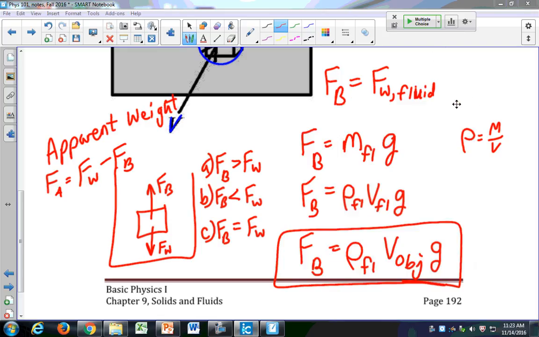If you're just floating, then that means that your buoyant force has to equal your weight. Otherwise, you'd be zooming up to the top, or you'd be zooming down to the bottom. So if your net force is zero, that is, you're just floating, that means that your buoyant force and your weight have to be equal to one another. And in that case, your apparent weight, if you're just floating there, would be equal to what? Zero, right, if your weight and your buoyant force are the same.